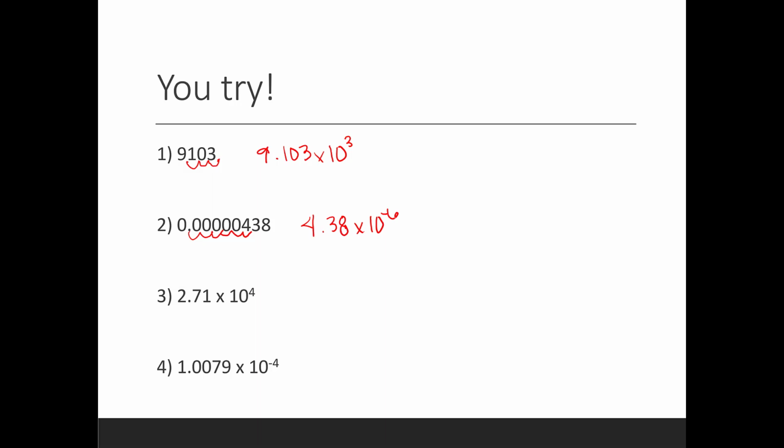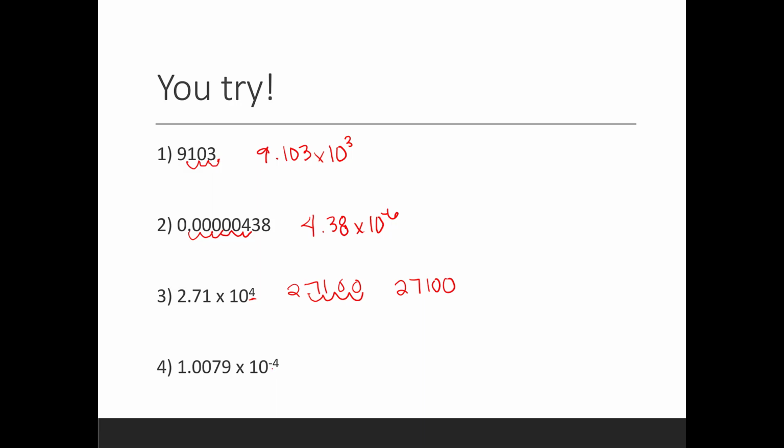Now, in 3 and 4, we are taking scientific notation and putting it into standard notation. So positive exponent means I'm going to have zeros after my coefficient. So I take that 2.71. I'm going to move the decimal to the right 4 times. 1, 2, 3, 4. Fill that in with zeros. So my answer is 27,100.